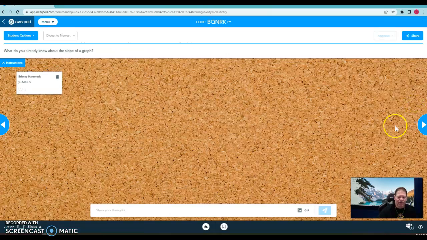As you go through, you've got a corkboard where they can say what they already know about slope, and it pops up. This student, who happens to be my wife, put in y equals mx plus b. That's the slope-intercept form, the most basic form that we use. It puts all of the students' comments up on the corkboard, and I get to approve or deny them, so inappropriate things don't get put up on the board.